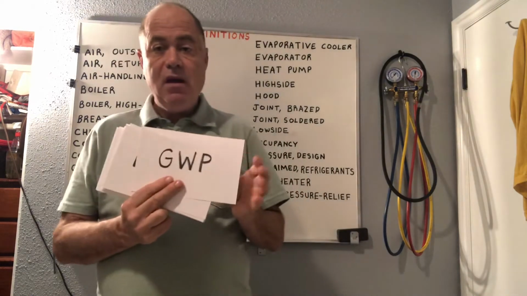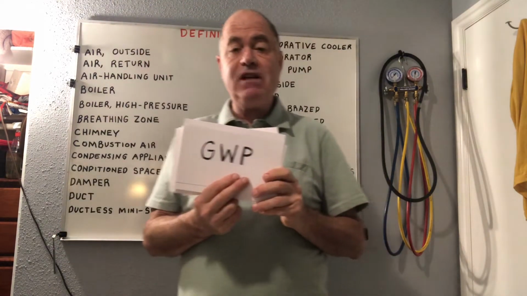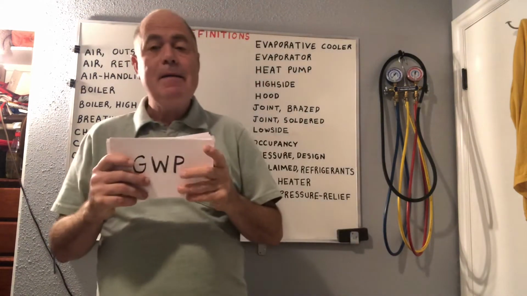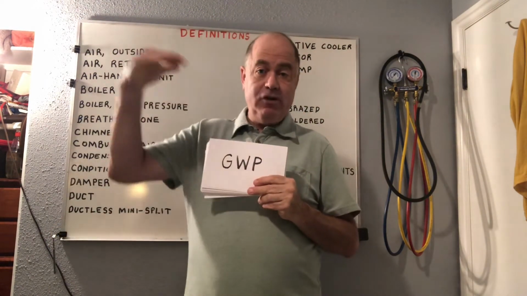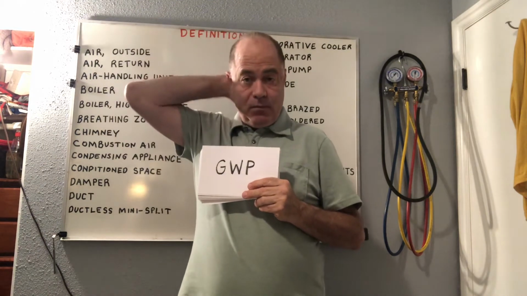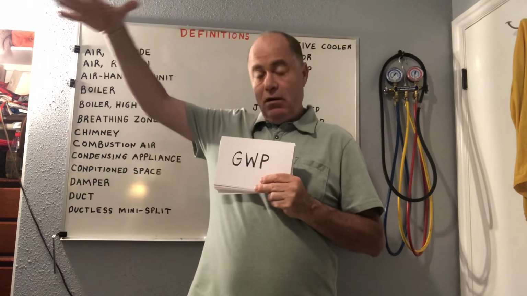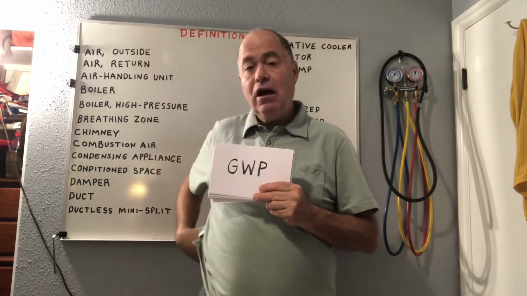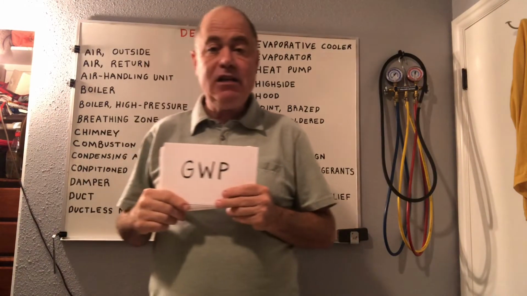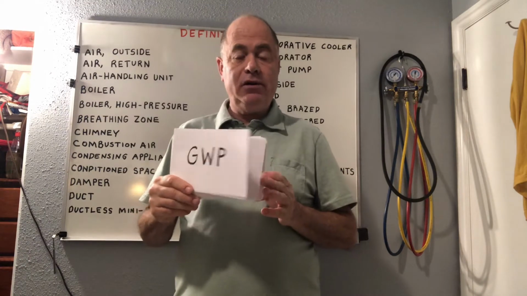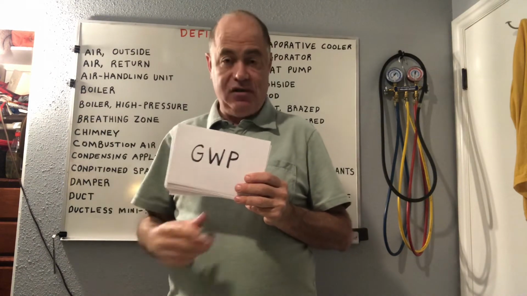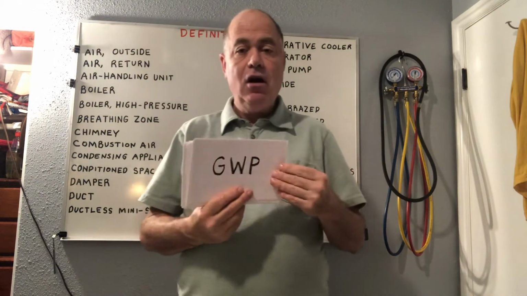Okay. Now, this is GWP, global warming potential. Global warming potential is how much global warming potential a refrigerant has on the planet. It's based on carbon dioxide. The higher the global warming potential of the refrigerant, the worse it is in contributing to global warming. And a lot of refrigerants that are used now are in the few thousands, right? Some of the newer refrigerants are much less.